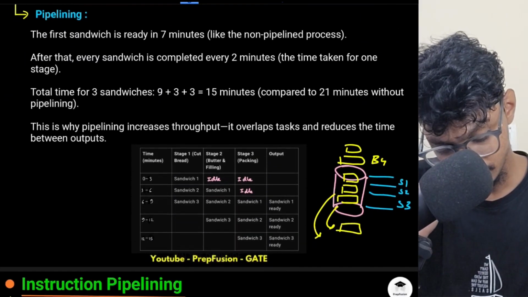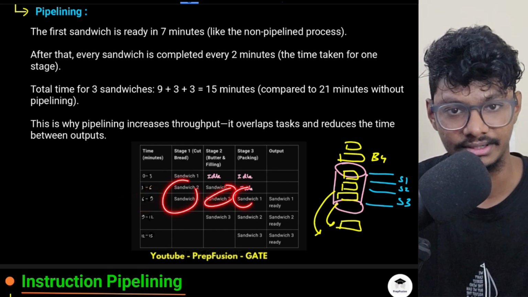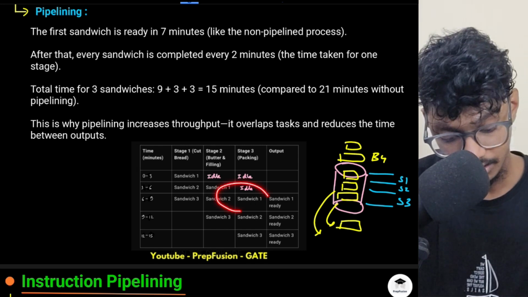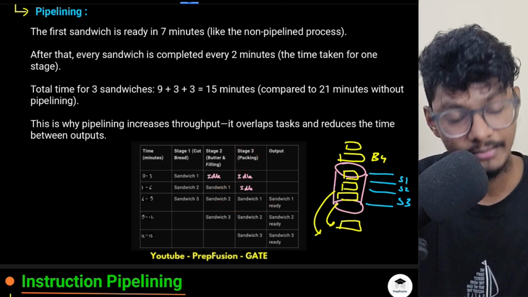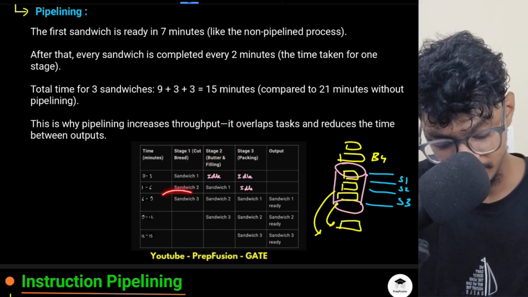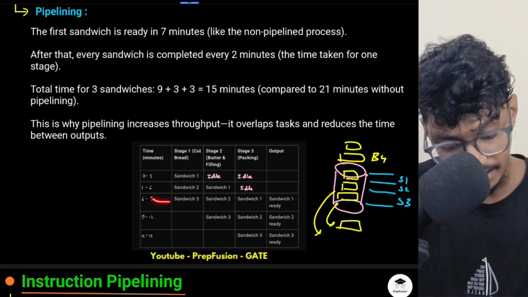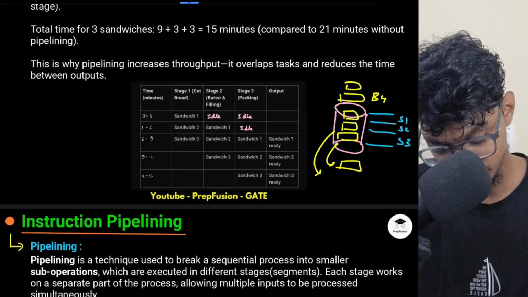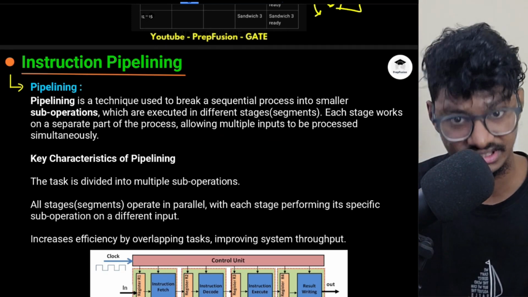So here, from minute 6 to 9, multiple inputs are getting processed, right? Sandwich 1, what is happening to sandwich 1? Packing is happening for sandwich 1. What is happening for sandwich 2? Butter and filling is happening for sandwich 2. What is happening for sandwich 3? Cutting of the bread is happening for sandwich 3. So parallelly, a lot of things are happening between this 6 to 9 period. So that's why it is telling here that we are doing process simultaneously.